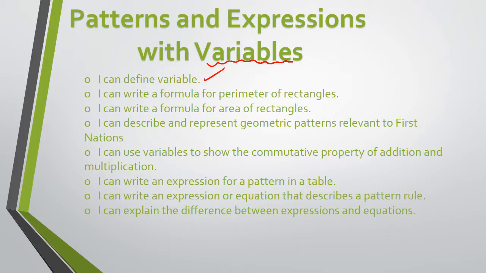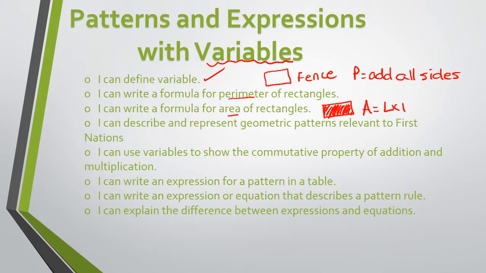In this unit, they use variables and patterns and expressions for problems, and a couple of the problems are with perimeter and area. And you'll remember that perimeter is the distance around the outside of an object, like a fence. And area is the actual amount of space that something takes up, like an area rug. Okay, so for perimeter, you're adding all sides to get the length of your fence. But for area, you have to multiply length times width.